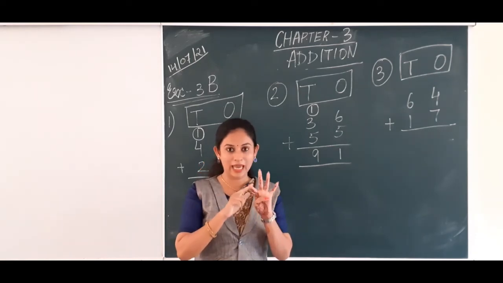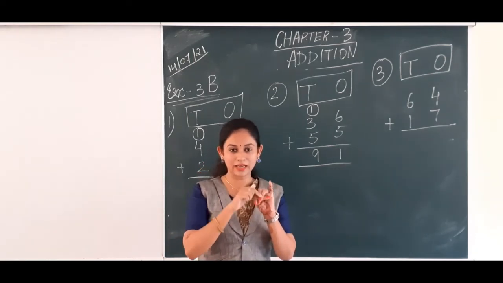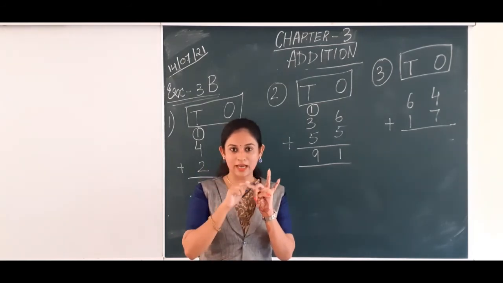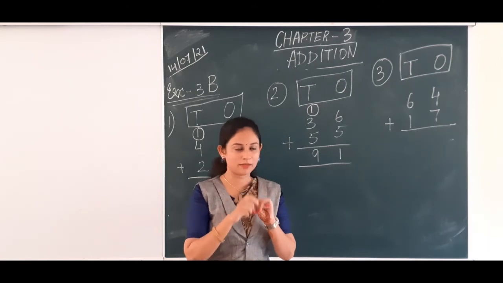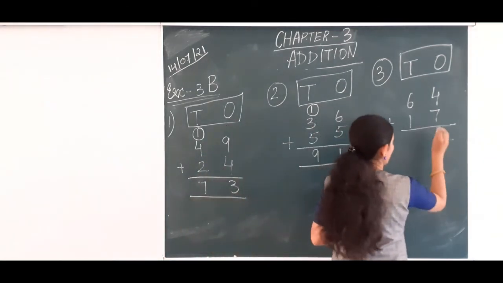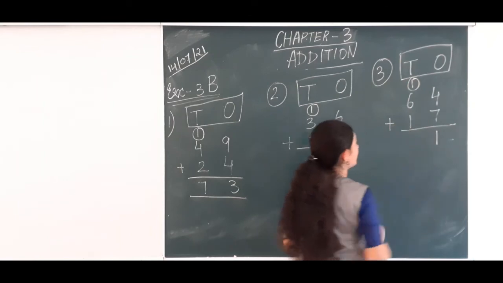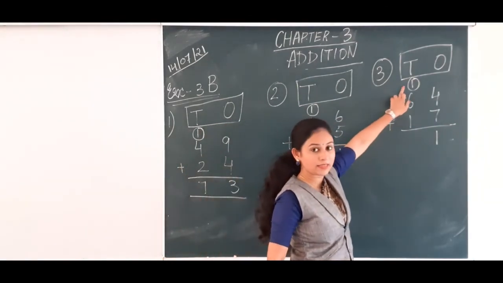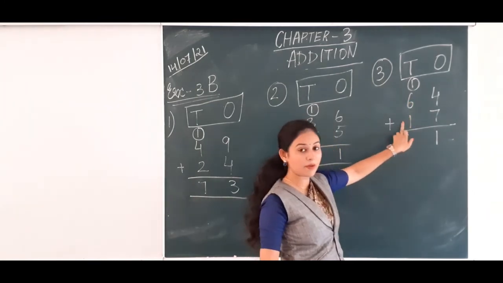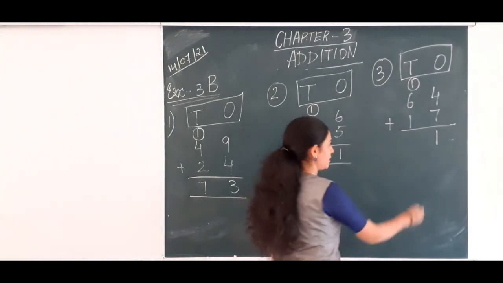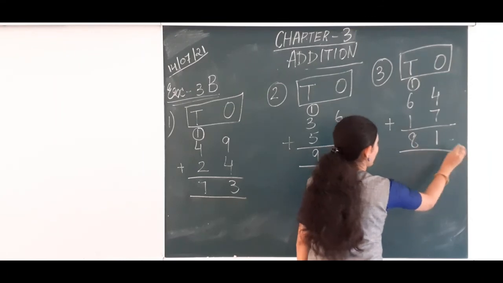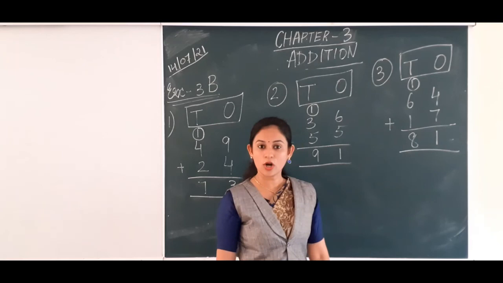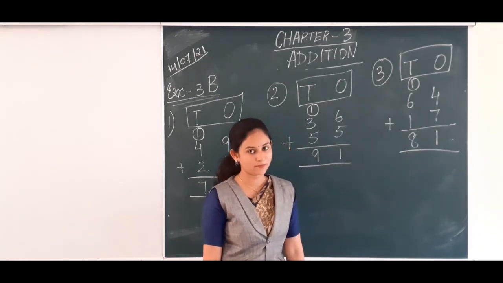7, then 8, 9, 10, 11. We write 1 here and carry the other 1. 6 plus 1 is 7, and 7 plus 1 is 8. So we have got the answer 81.